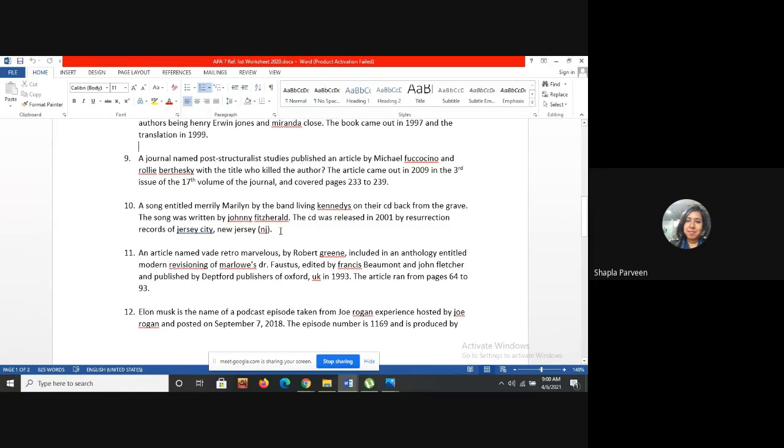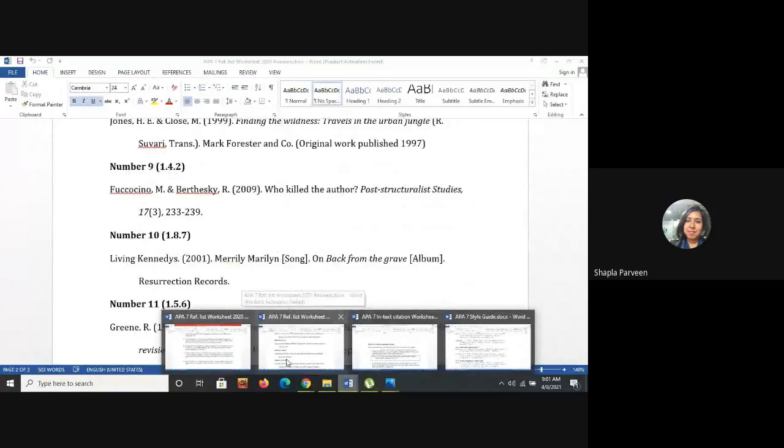Okay. So in this type of entry, the band is not important. The songwriter is important. That CD was released in 2001. The name of the recording studio is Resurrection Records, and the place where it was recorded is Jersey City. Now, I don't think that the place is important in the 7th edition, so let's check the answer. So that's for entry number 10.